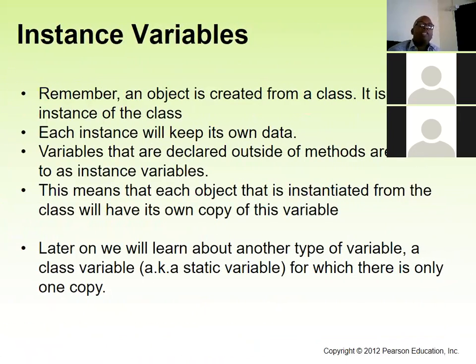Now, remember an object is created from a class. Each instance will keep its own data. We talked about that already. This means that an object that is instantiated from the class will have its own copy of each of the variables in the class. We will talk a little bit more about that, because you can have some variables where only one copy is maintained for all instances. But that's further on. Good.